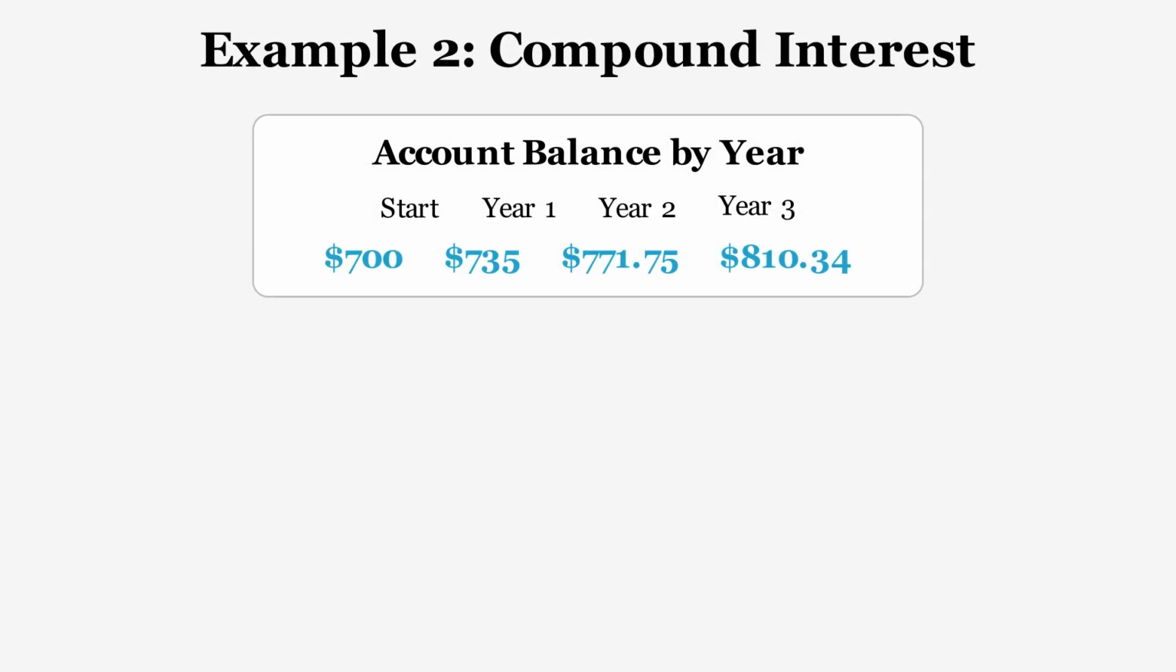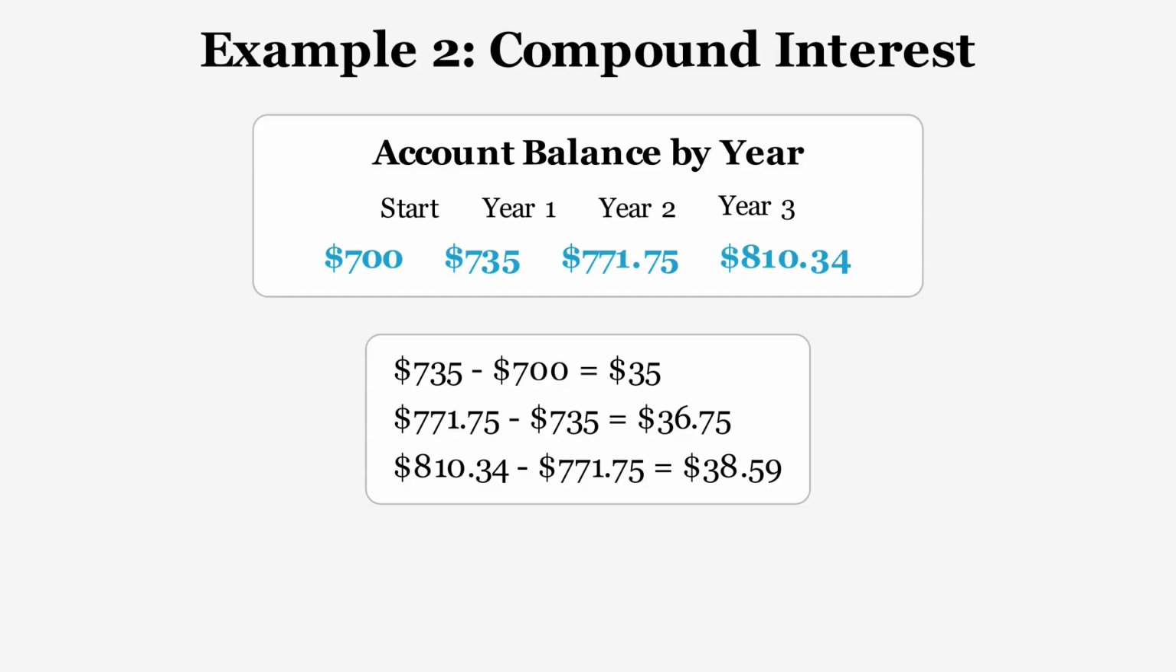Now look at a compound interest example. The account starts with $700. After 1 year, it has $735. After 2 years, it has $771.75. After 3 years, it's $810.34. Again, subtract consecutive balances.